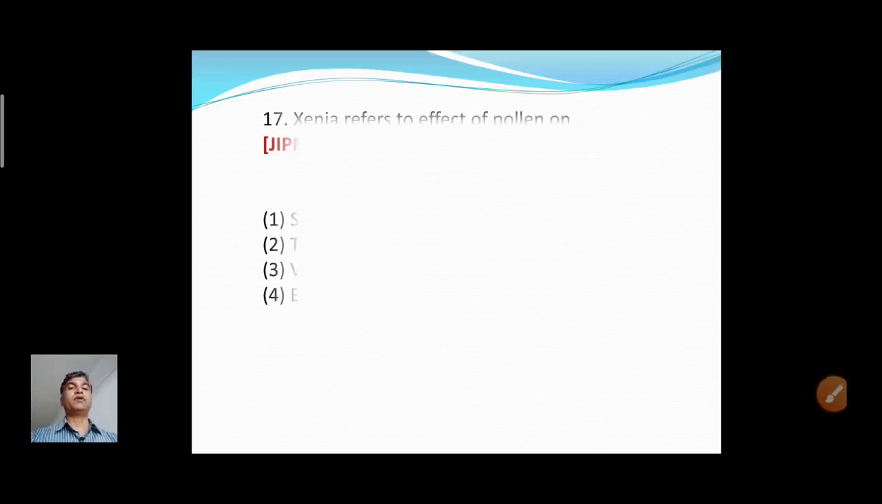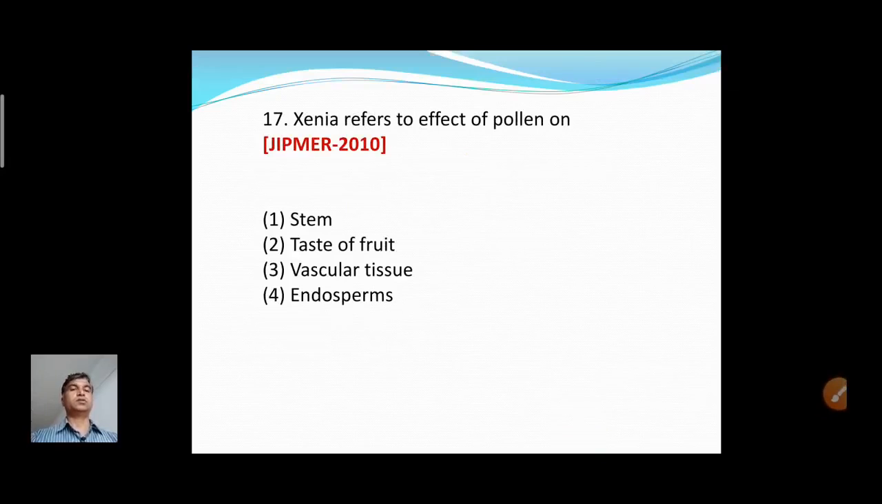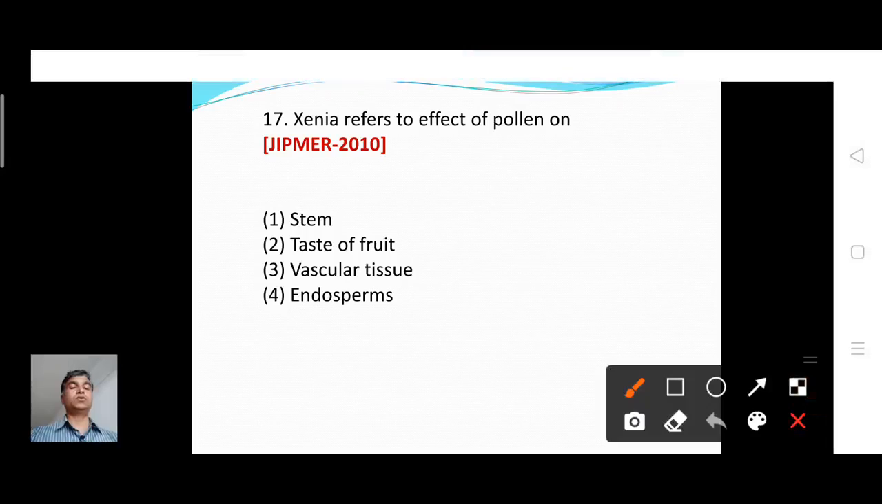Now question number 17. Yes, this is somewhat not covered in the synopsis. So xenia refers to the effect of pollen. Yes. So two terms are coming. Xenia and metaxenia. Yes. So it is related to, it comes after the pollination only.